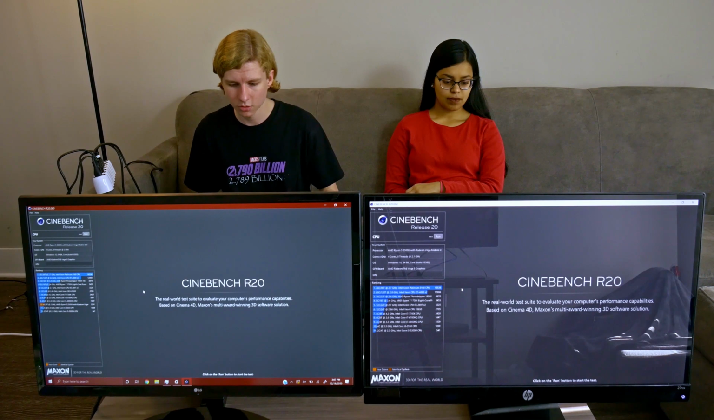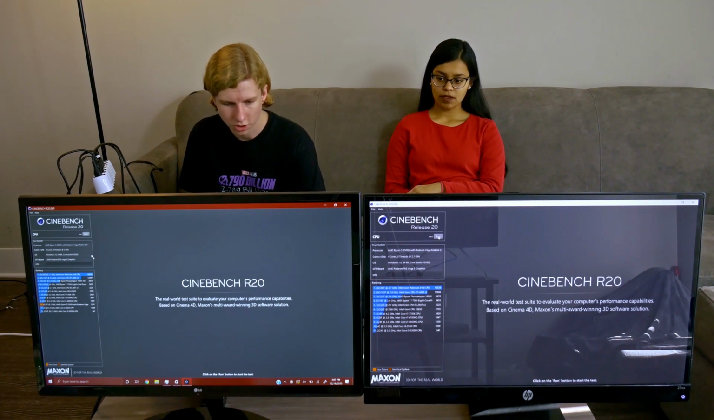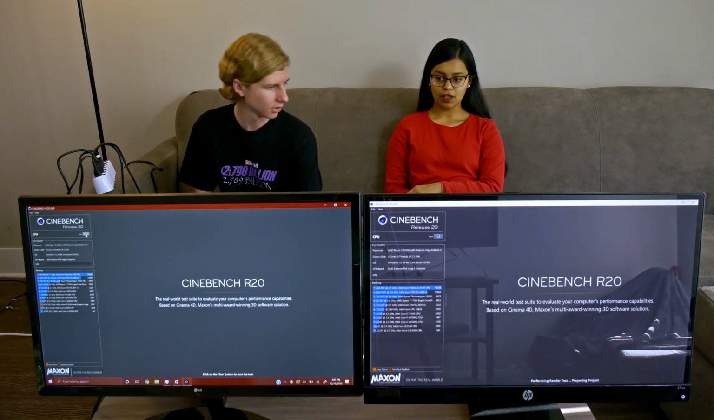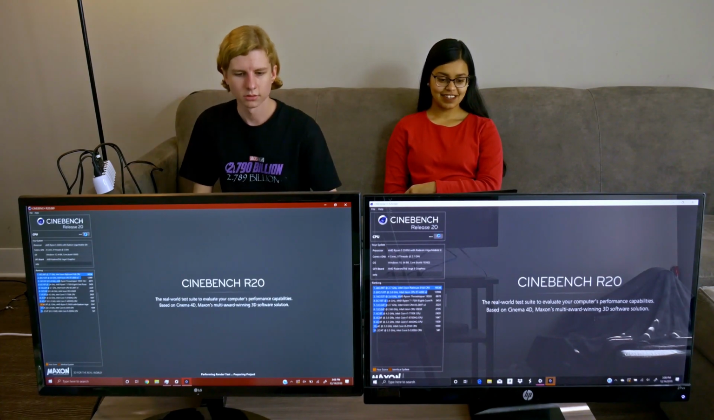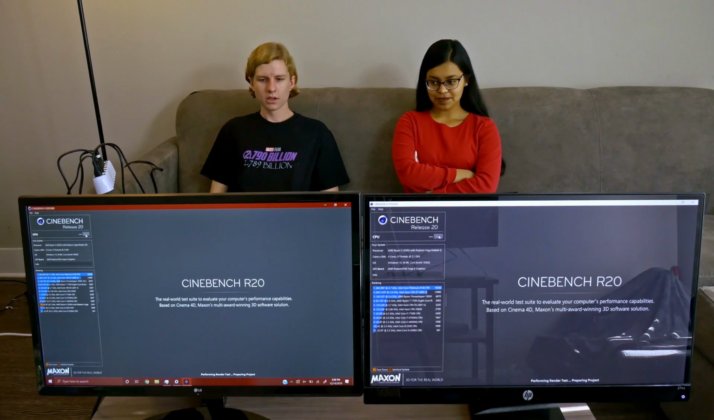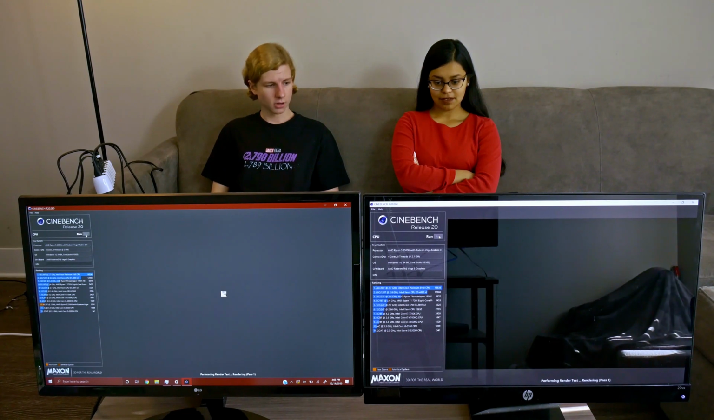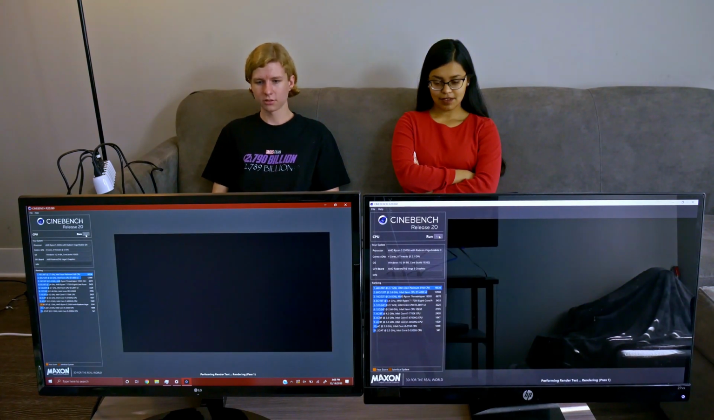So we're going to start by running a quick Cinebench R20. I'm going to do it at the same time. Alright, three, two, one. So here we can see side by side, quad core to quad core, Zen to Zen Plus, which ones were, okay, well, hers is already doing a little faster.